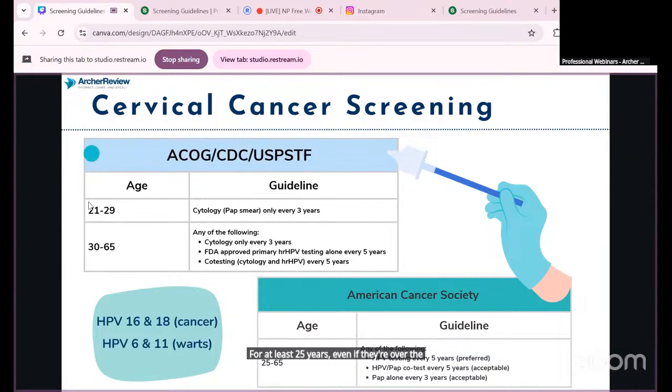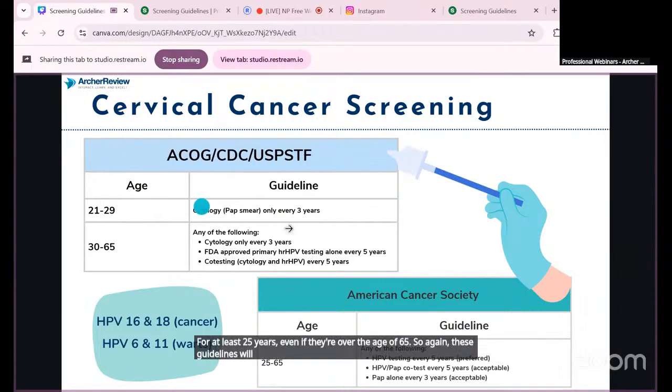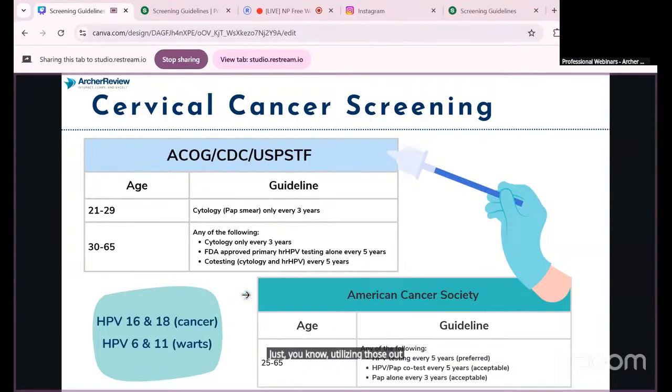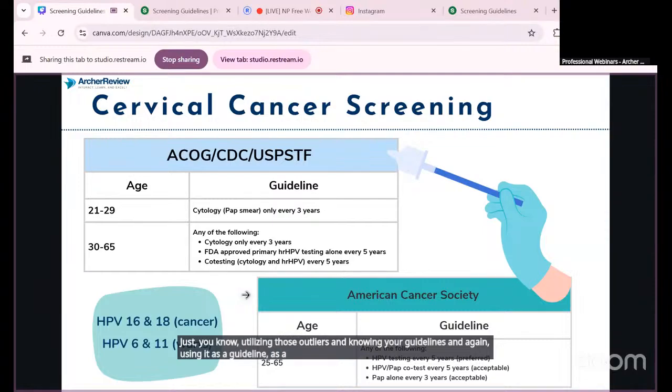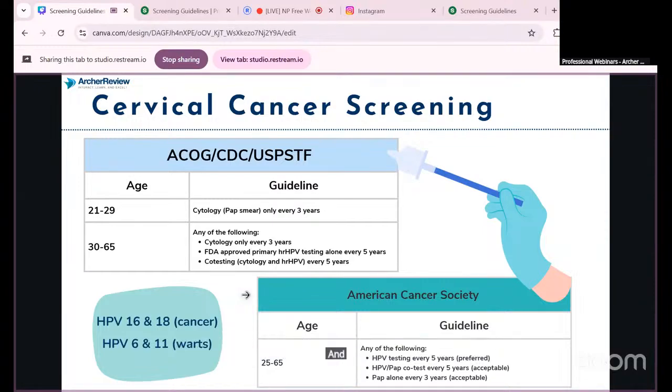So again, these guidelines will pertain to most patients, but we always want to do these individualized care plans like we talked about at the beginning. If they're 72 and they had cervical cancer at 69, they're still getting PAPs. So just utilize those outliers, know your guidelines, and use them as a framework, as an outline, while utilizing individualized patient care, which is going to be really important.